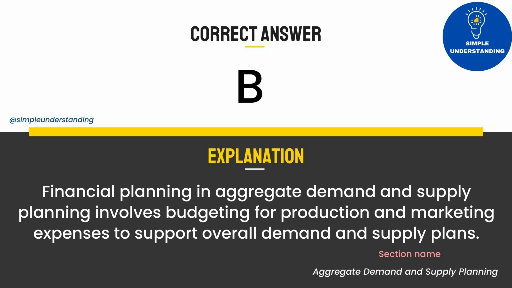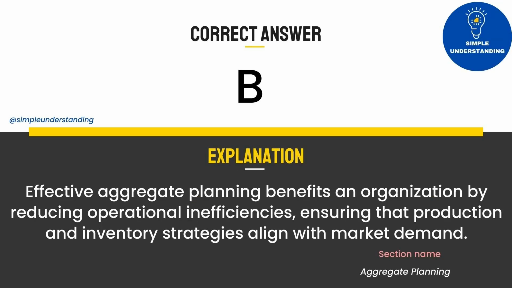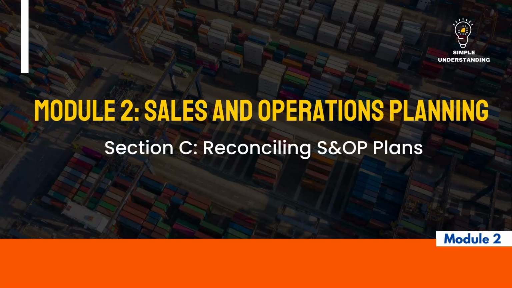10. How does effective aggregate planning benefit an organization? A. By increasing inventory levels. B. By reducing operational inefficiencies. C. By decreasing sales revenue. D. By improving employee turnover. Correct answer: B. Explanation: effective aggregate planning benefits an organization by reducing operational inefficiencies, ensuring that production and inventory strategies align with market demand.